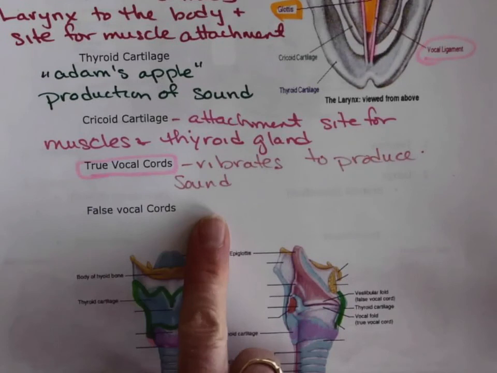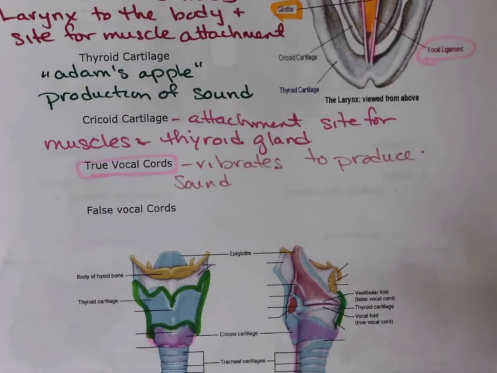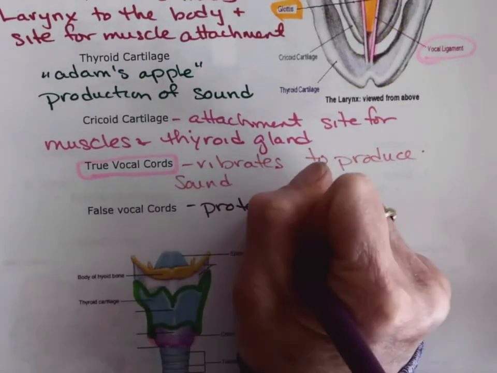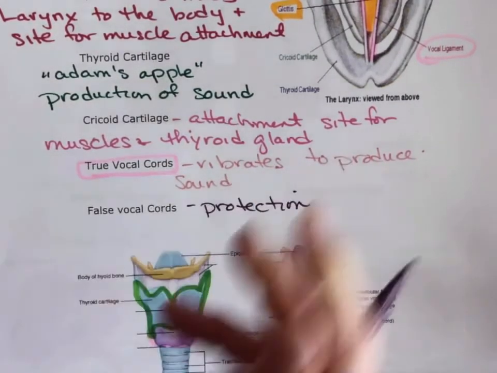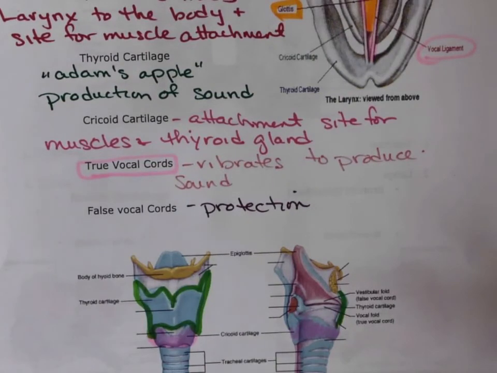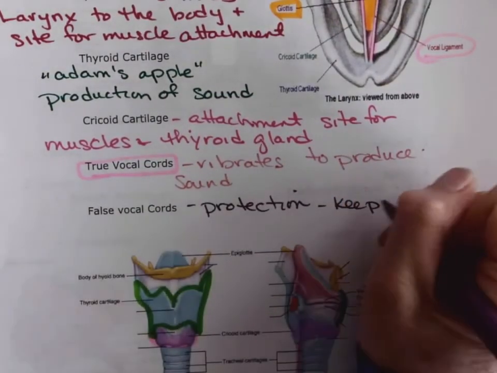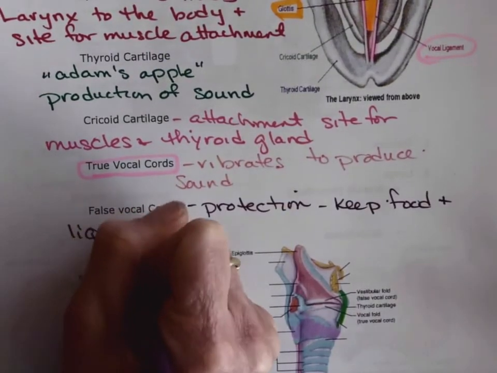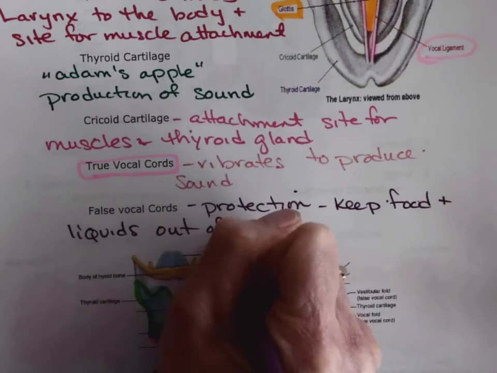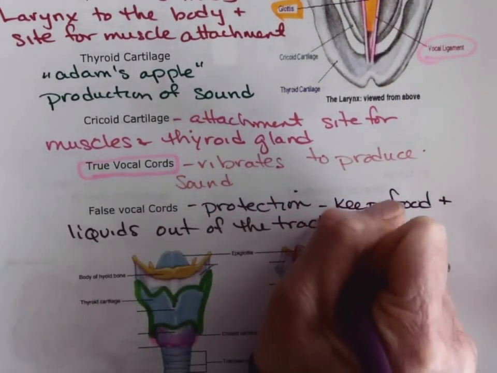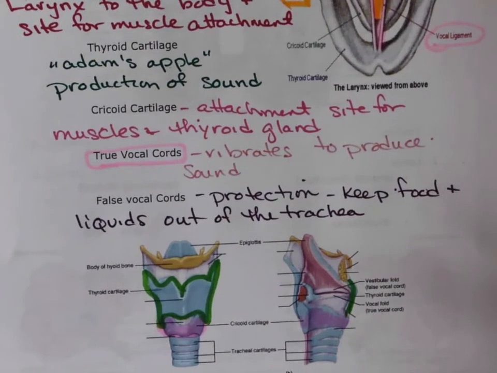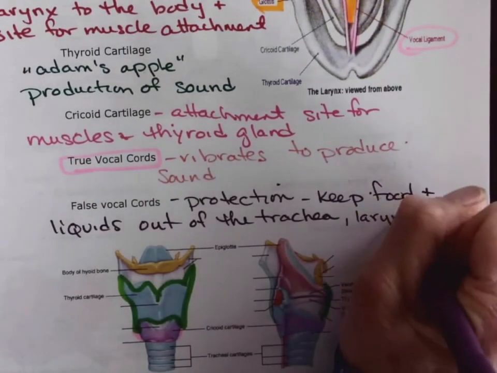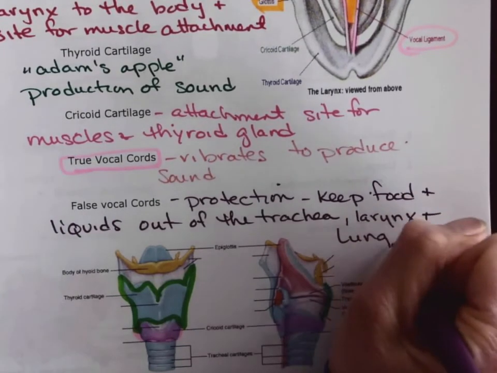And then there are the false vocal cords. So these guys are weird because their job is protection. So they're what you see from the top. They're kind of the last thing to keep food and liquids out of the trachea. So they keep it out of the larynx and lungs, and they make no sound.